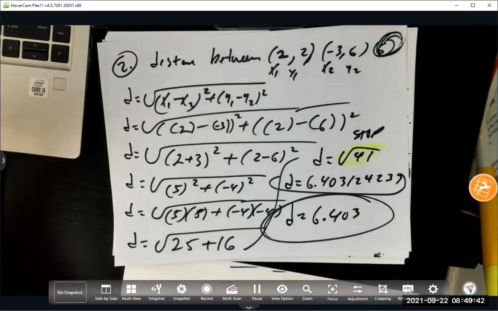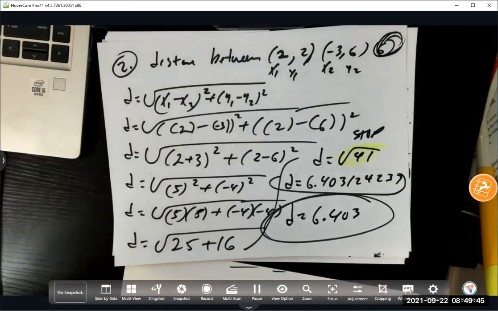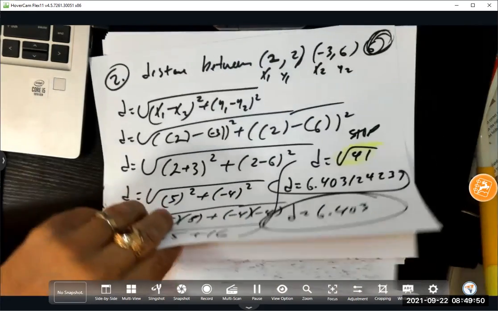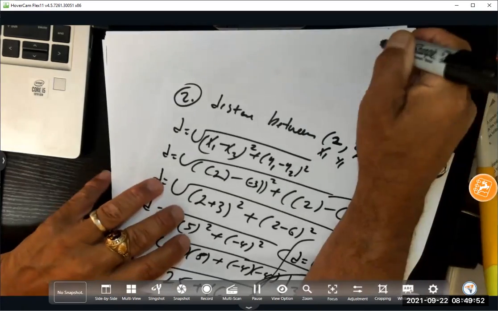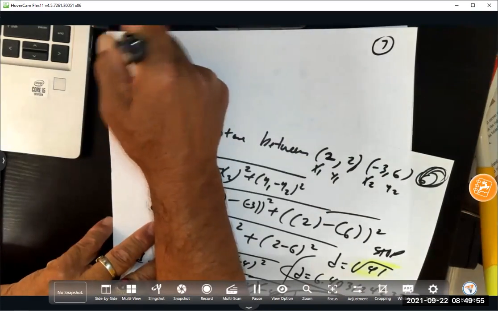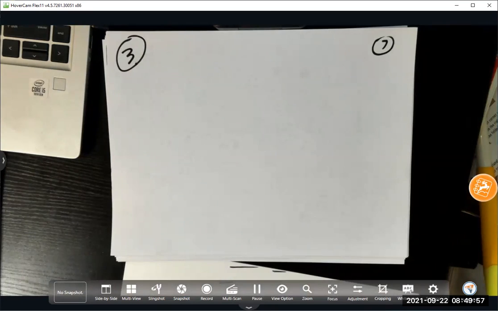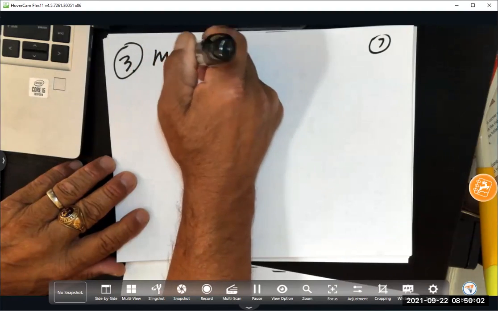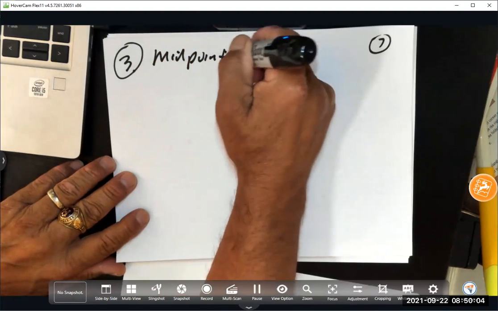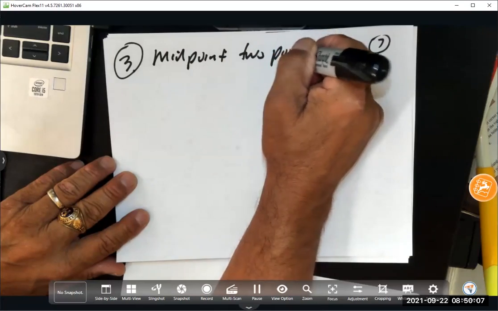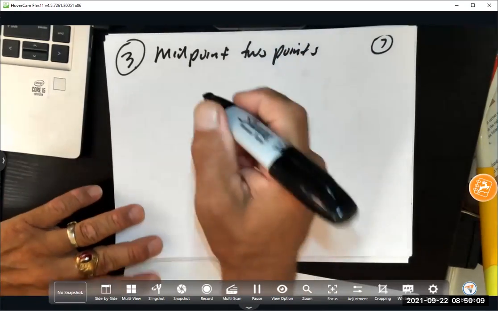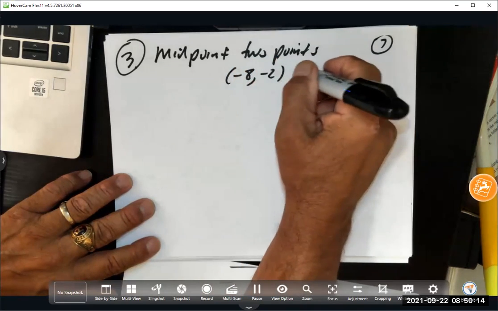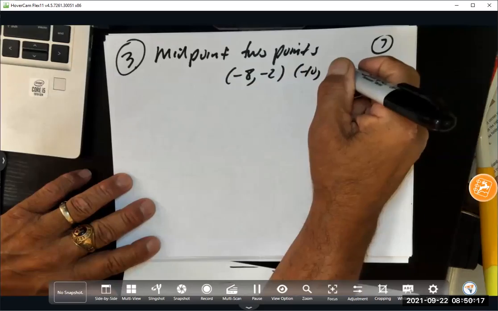I'm going to go to skill number 3 now. Ready? Then I go to the next page. Let's go to page 7. Skill number 3. Okay, the next question I'm going to ask you is, how do I find the midpoint between 2 points? Okay, so I'll give you some numbers. -8, -2, and -10, and 6.